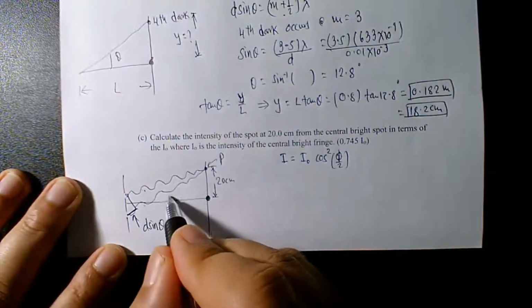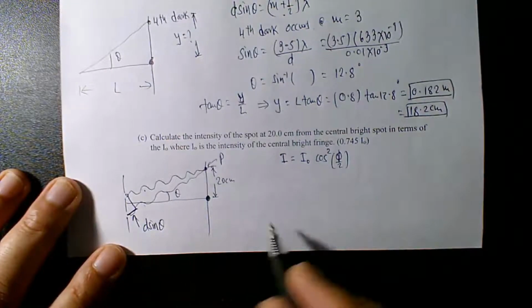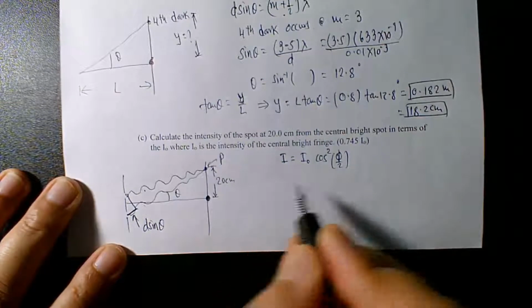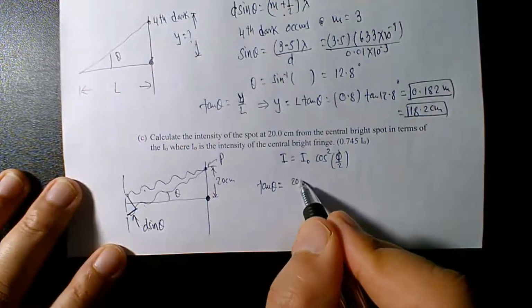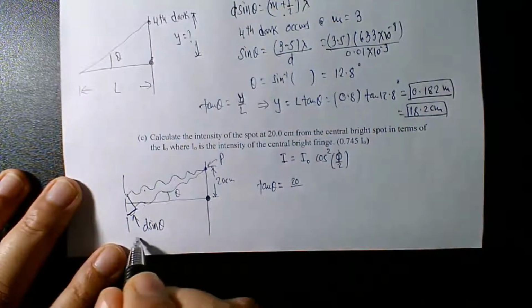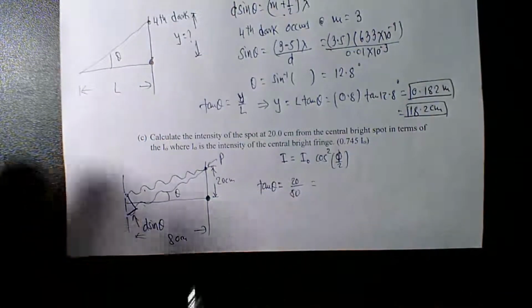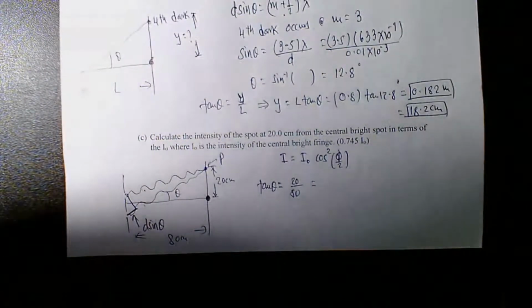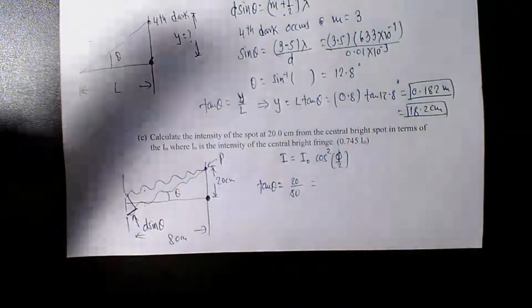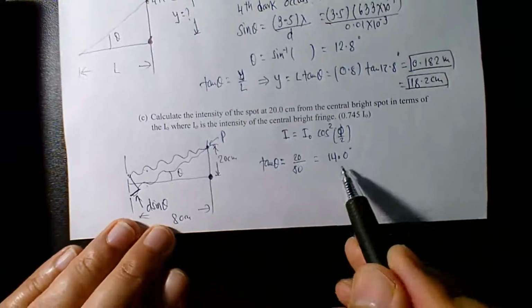And first you have to find this angle, this particular angle theta. So tan theta is 20 centimeter divided by 80 centimeter, right? It's the same experiment. So first find that particular point, the angular separation, so inverse tan of 20 divided by 80. So this is 14 degree, right? This particular point is at 14 degree.